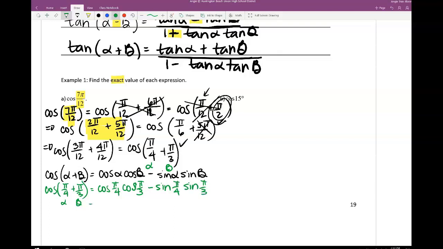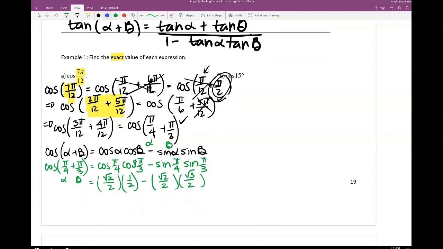Then from here, you need to simplify. Cosine of pi over 4 is radical 2 over 2, times cosine of pi over 3 is, can you please give me that value? Did you say 1/2? Okay, I'll take 1/2. Sine of pi over 4 is radical 2 over 2. What's sine of pi over 3? Okay, radical 3 over 2. If that's what you said, then you're right. If you wrote something else down, then please correct it.